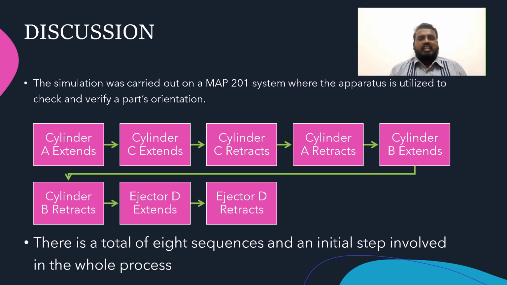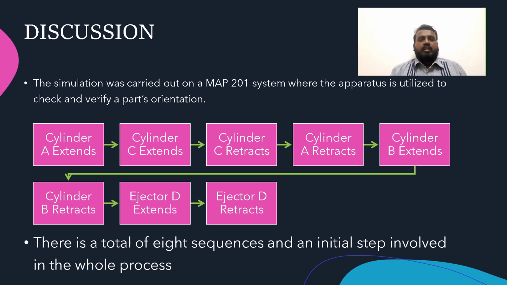After the retraction of cylinder A, the process continues after 2 seconds have elapsed, where cylinder B extends next and remains extended for another 3 seconds. After the 3 seconds have elapsed, cylinder B retracts also, which is then followed by another 3-second delay. Then ejector D extends, and after another 2-second delay, ejector D retracts. Then the process ends, where it returns to its initial condition.